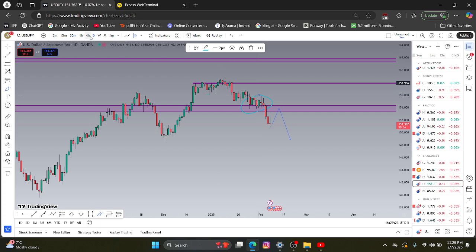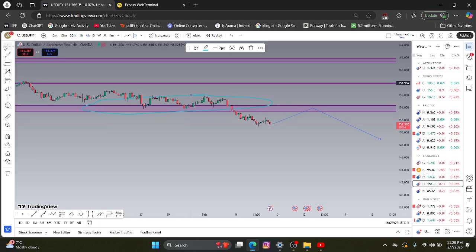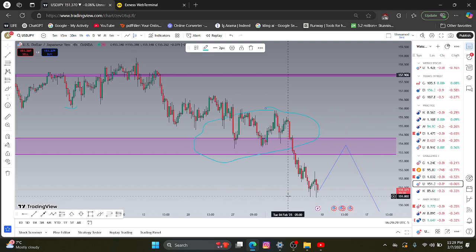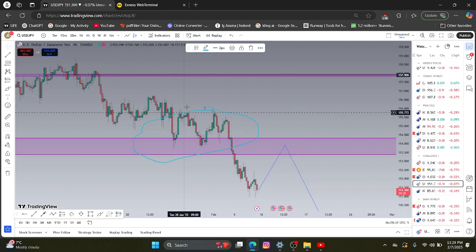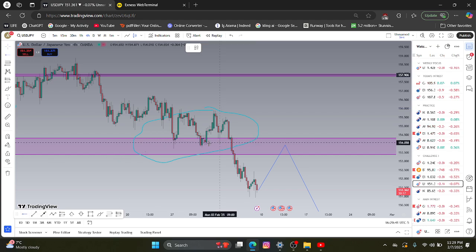Let me jump to the 4-hour time frame so you can see what I'm talking about. You can see we are having lower low, lower high, lower high, lower low, lower high, lower high. You can see the market broke this, it made this right here, but never retested the zone. This is in the 4-hour time frame. It made this but never tested the zone.